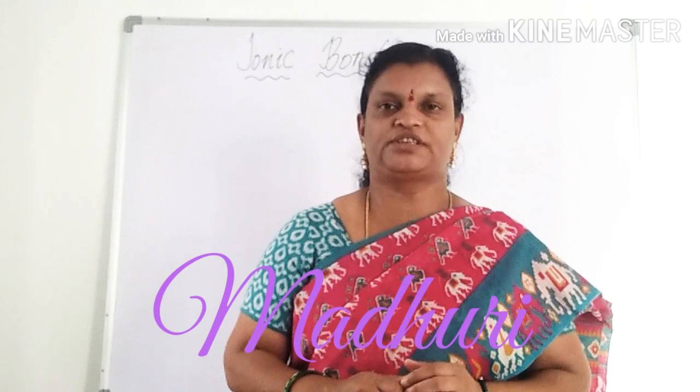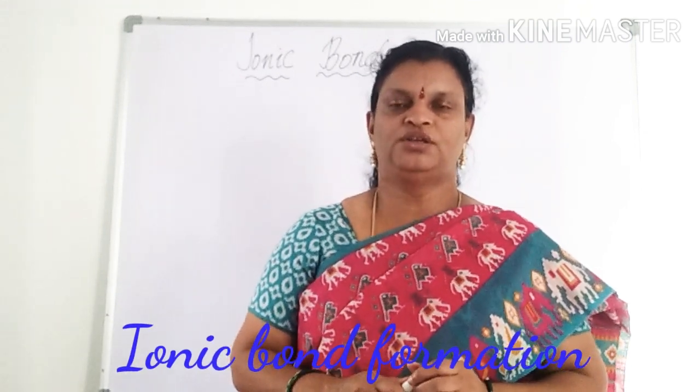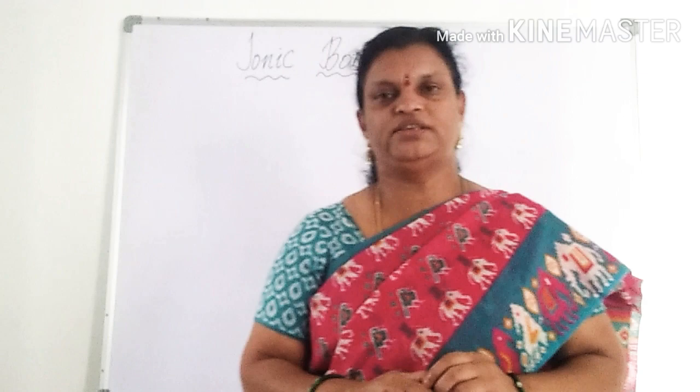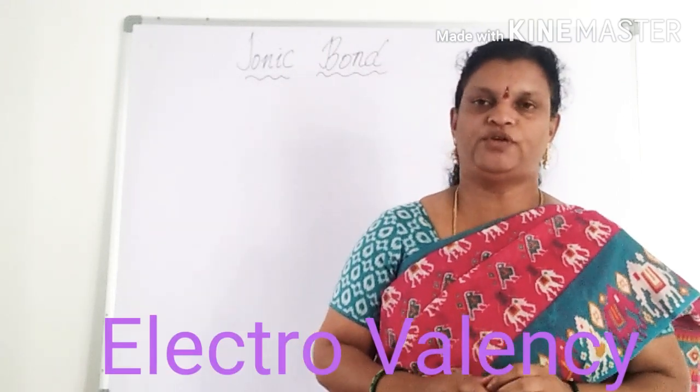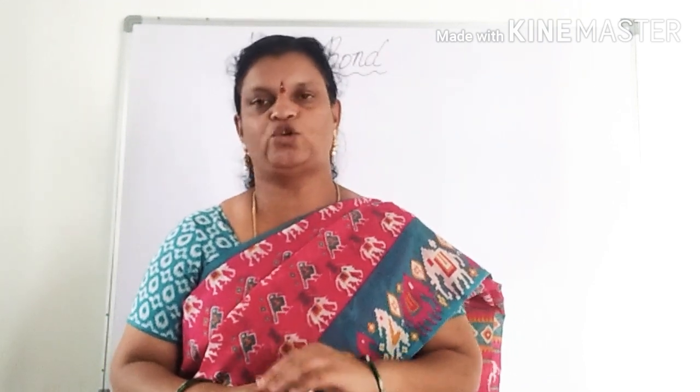So today we are going to discuss ionic bond formation in our chemical bond topic. This ionic bond is also called an electrovalent bond, because here we have a concept known as electrovalency. Before, we have already seen valency, right? This valency can be classified into two types: electrovalency and covalency.